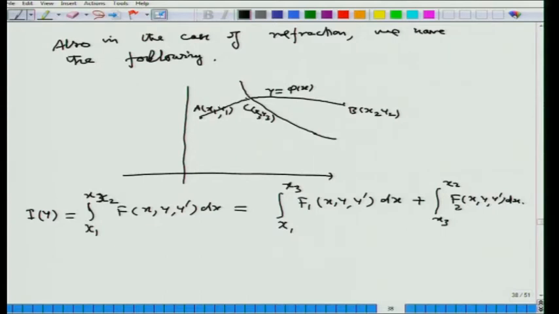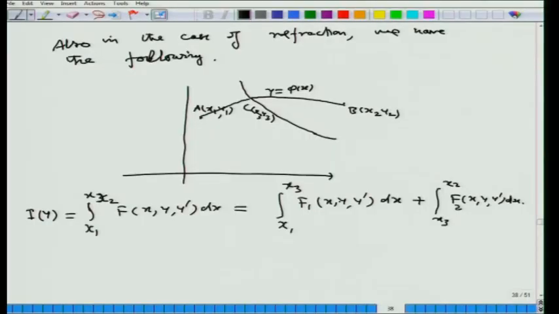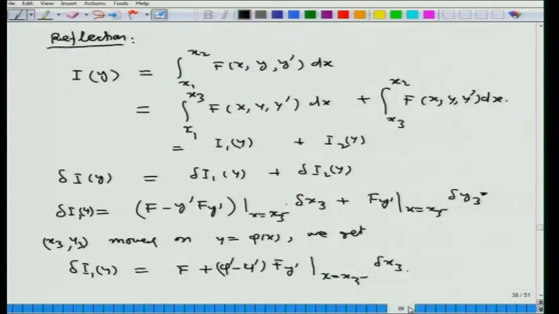So, we take two different functions f 1 and f 2 there, as the integrand. Although y may also have discontinuities of its derivative at C, and f also has discontinuities at the point C. So, we break this integral again in two parts, x 1 to x 3 and x 3 to x 2. Here on the first we have f 1 and on the second we have f 2, and then proceeding in the same manner we get here delta I y.